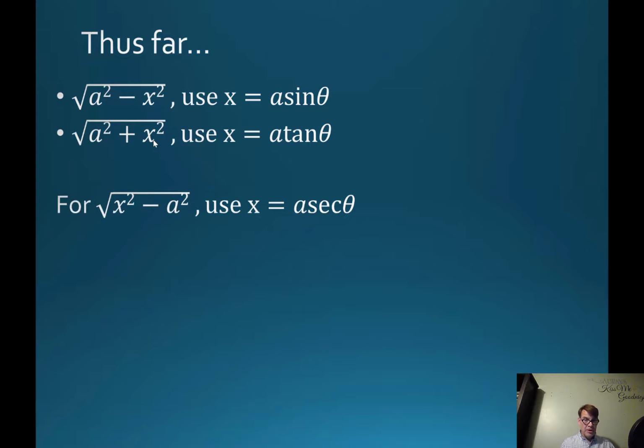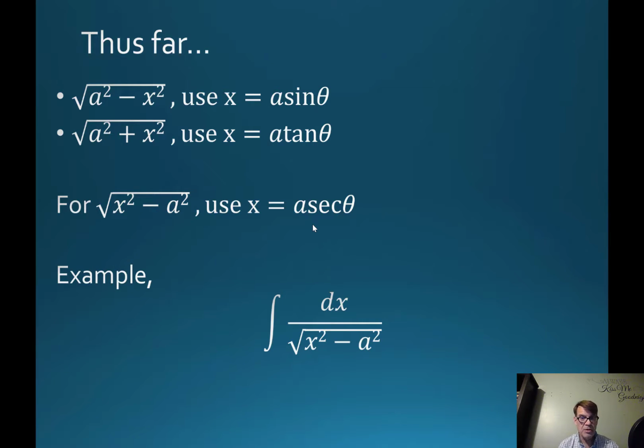Well, this third video has to do with where you have something in the form of the square root of x squared minus a squared. Notice this is different from a sine of theta. With a sine of theta, you have the constant squared minus the variable squared. But when you have the variable squared minus the constant squared, then by substituting in a secant of theta, a lot of times you can work it out. And as a case in point, let's go ahead and do this one. The integral of dx over x squared minus a squared.